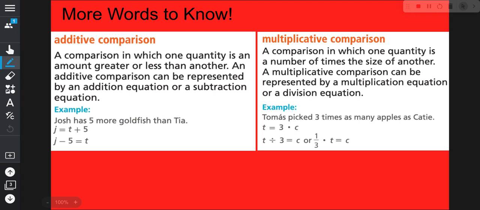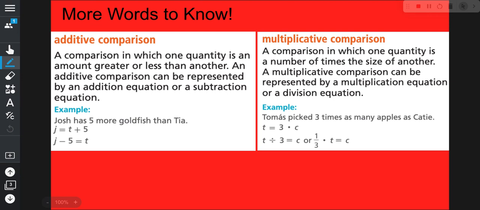Some new words that maybe you haven't heard before, but really should know what they mean. The first one's additive comparison, and the second one's multiplicative comparison. Both of them are just fancy terms to say that we're doing a comparison problem that's either using addition or using multiplication. So you can see here, an additive comparison is a comparison in which one quantity is an amount greater or less than another.